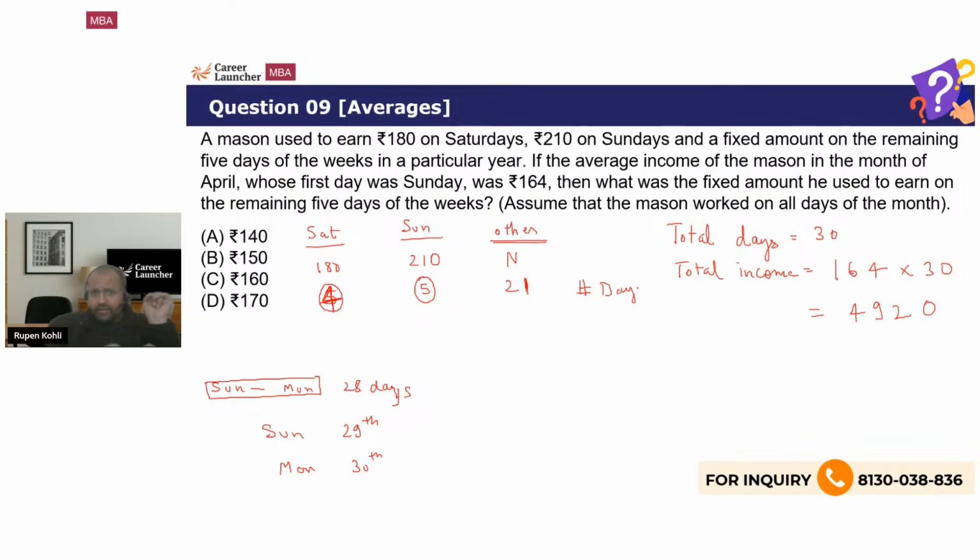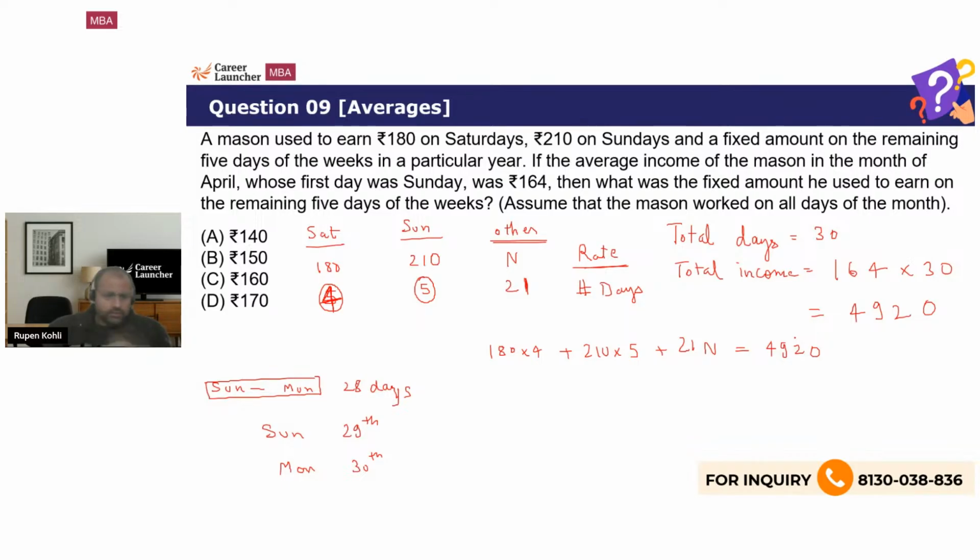So I think now our equation is ready because this is the number of days, this is the payment rate. So therefore, now multiply these and add them. So that should equal this 4920. That should give you the value of n. So here we go, 180 into 4. Our equation becomes 180 into 4. How much will we get for Saturday? 4 Saturdays, 180 rupees on each Saturday. Plus 210 into 5. 210 rupees for every Sunday. 5 Sundays. Plus for the remaining 21 days, some n rupees we have assumed. That is equal to this 4920. Get the value of n.